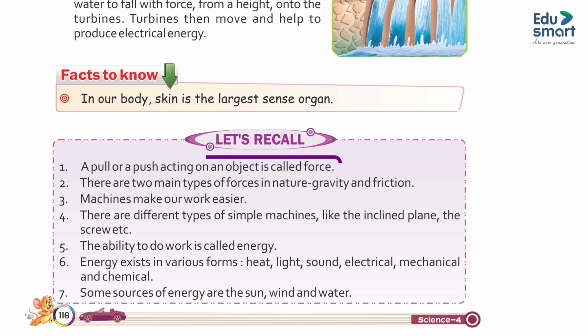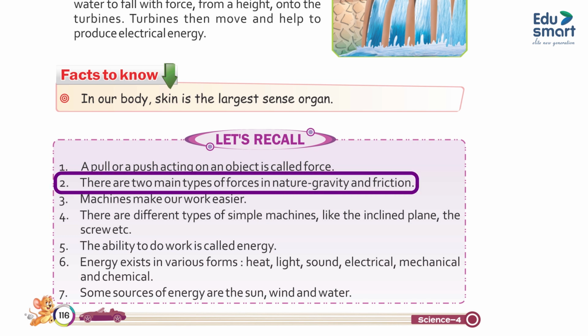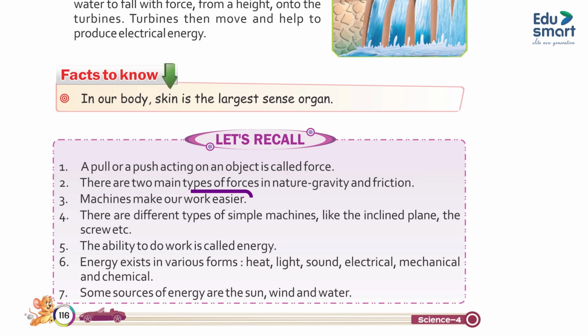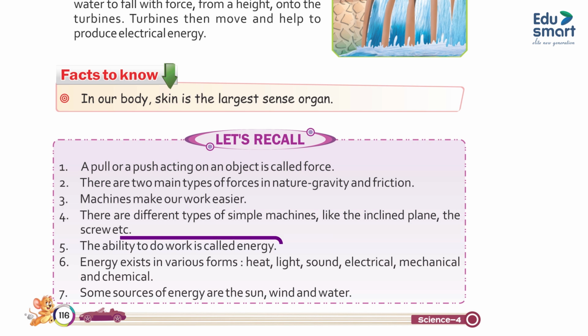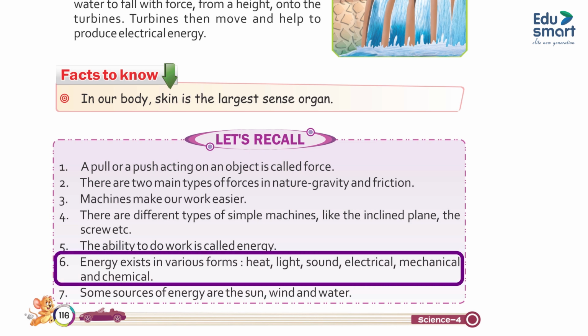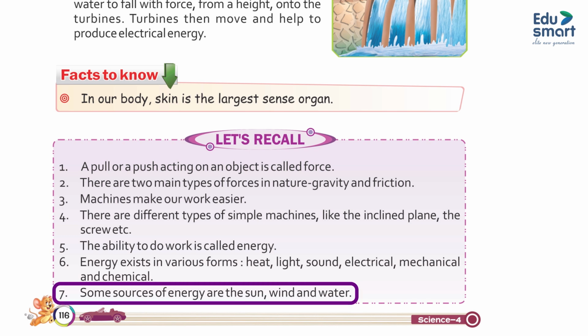Let's recall. 1. A pull or push acting on an object is called force. 2. There are two main types of force in nature, gravity and friction. 3. Machines make our work easier. 4. There are different types of simple machines like the inclined plane, the screw, etc. 5. The ability to do work is called energy. 6. Energy exists in various forms: heat, light, sound, electrical, mechanical, and chemical. 7. Some sources of energy are the sun, wind, and water.